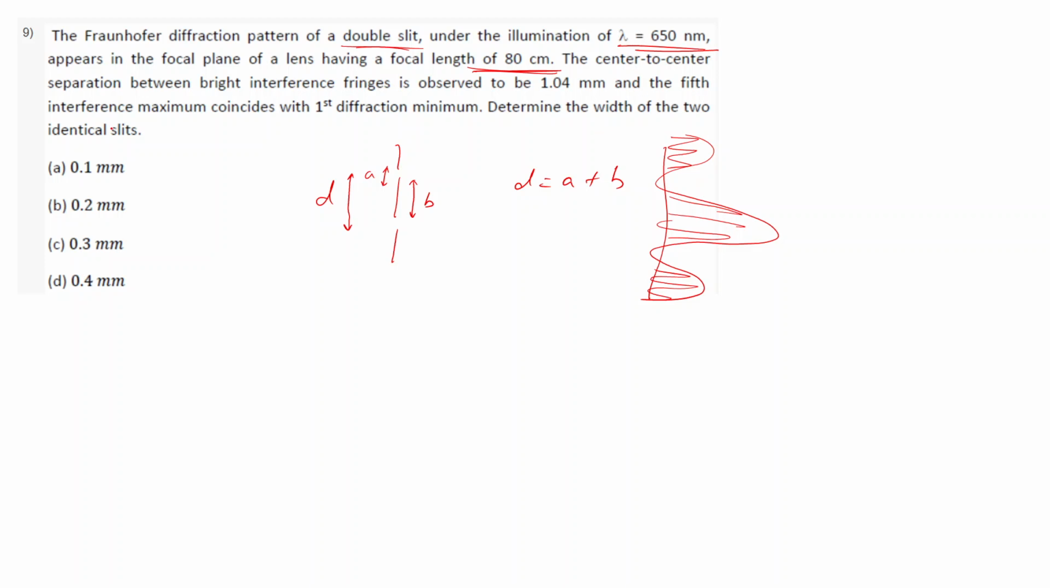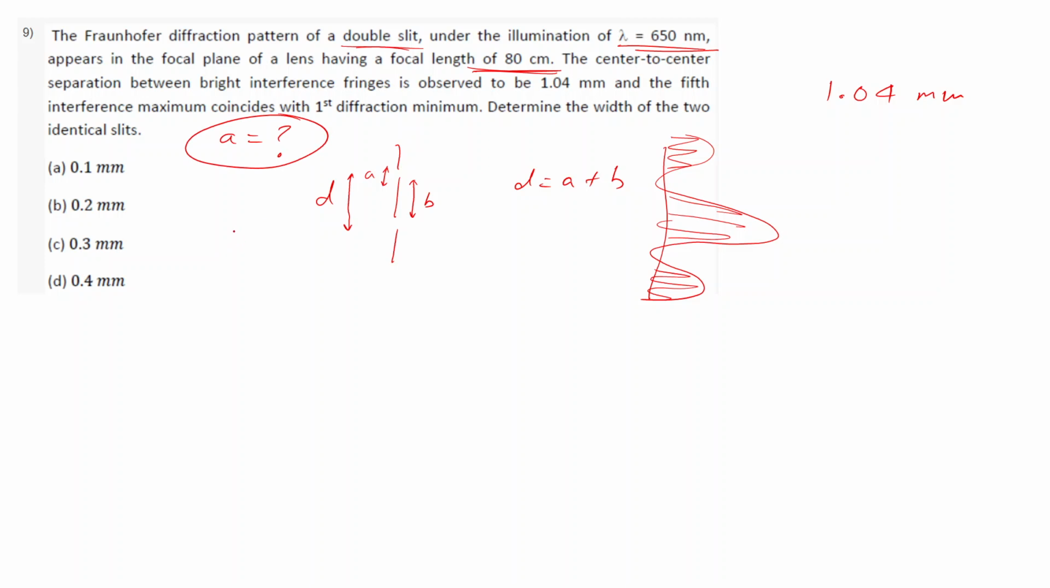So here the center to center separation of interference peaks, we know, is at equal distance. So the distance between them is 1.04 millimeter. And the other thing given is that the fifth interference maximum coincides with the first diffraction minimum. And we have to find out the width of two identical slits. That is, we have to find out this slit width. We have to find out this A.